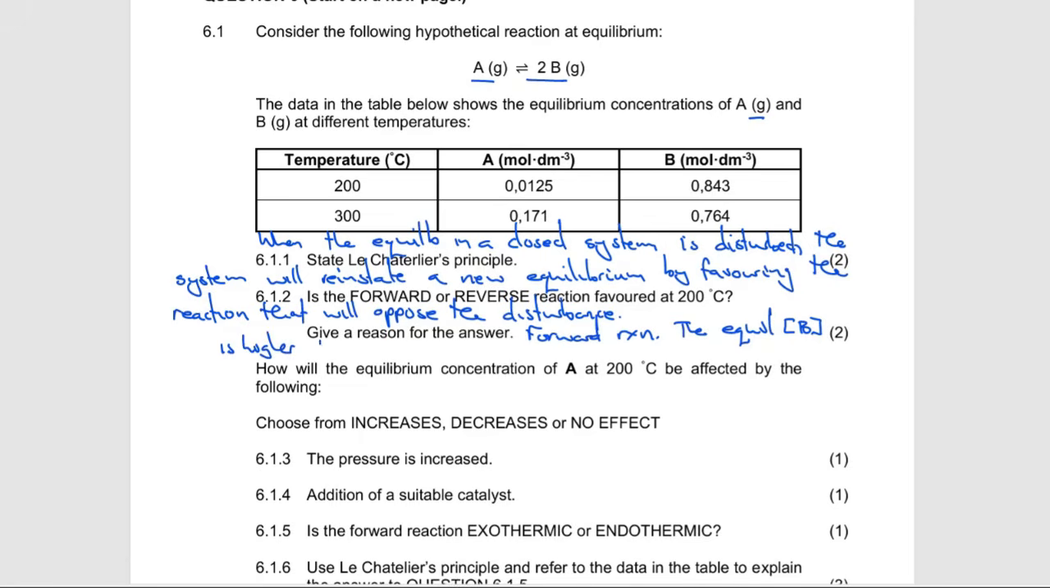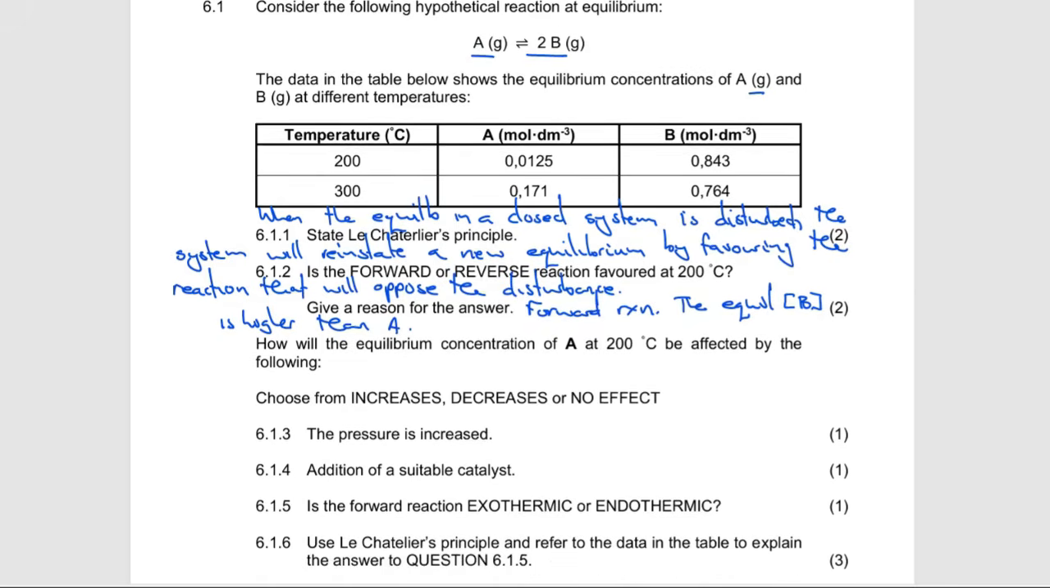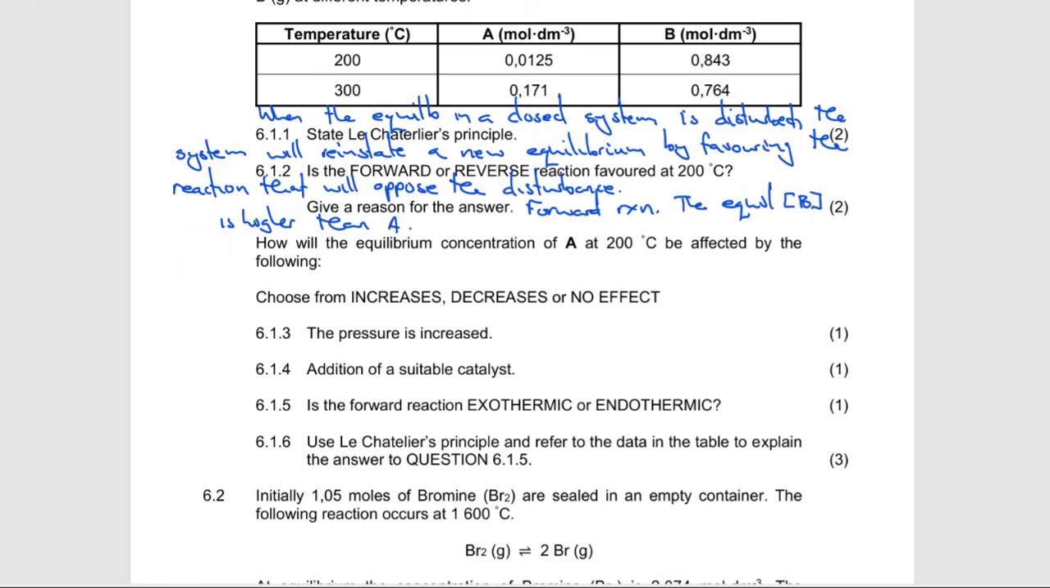Is higher than A, right? Then it says here, how will the equilibrium concentration of A at 200 degrees be affected by the following? Moving on to 6.1.3, they say choose from increased, decrease, or no effect. So the pressure is increased.